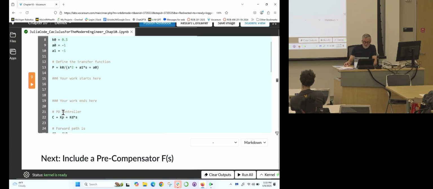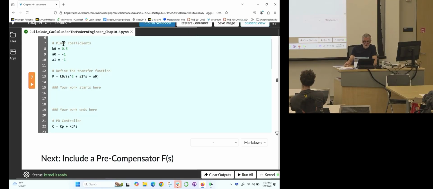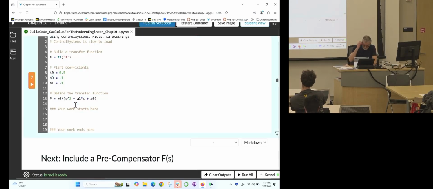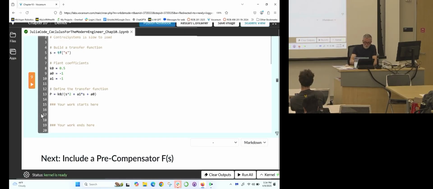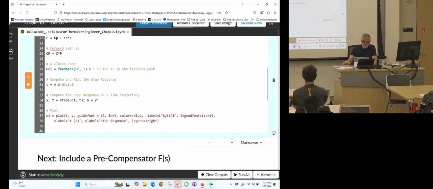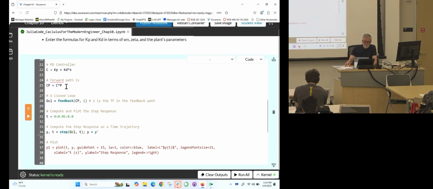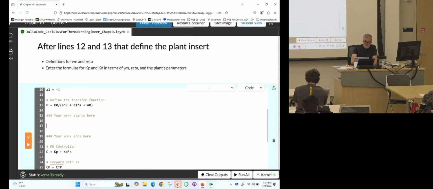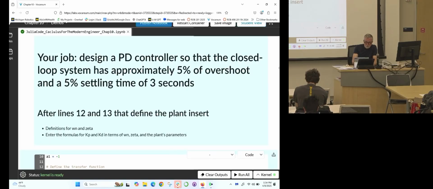So your work starts here. I put in the plant coefficient, I put in the plant. Here's the PD controller. Here's the forward path transfer function. This is a command in the control package for Julia that will compute the closed loop for us, so we don't have to do the CP over 1 plus CP. We just specify the forward path, and the feedback path is a 1. And then we'll do the step response, okay? So you guys need to fill in here, and your goal is the same specs that we had before.